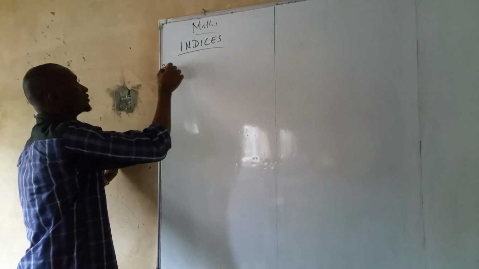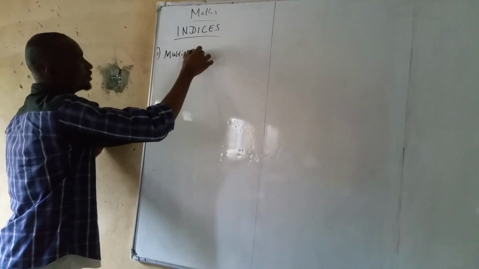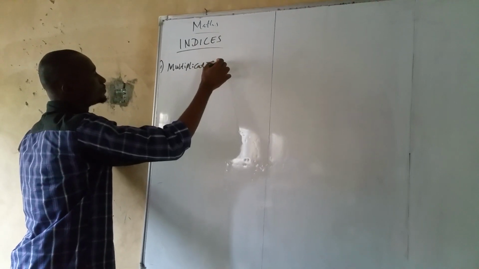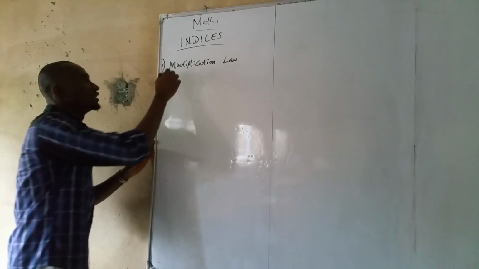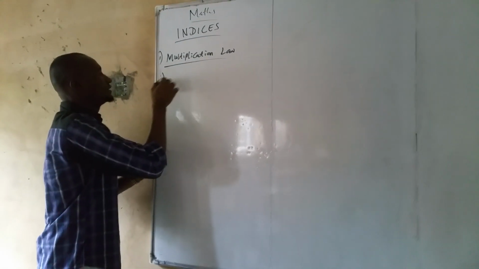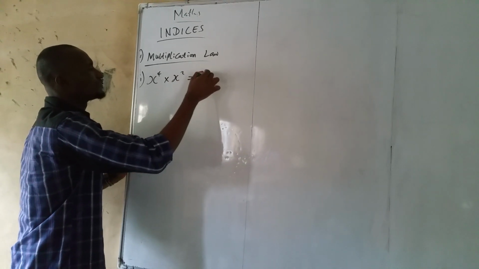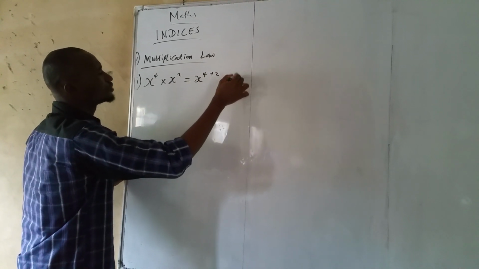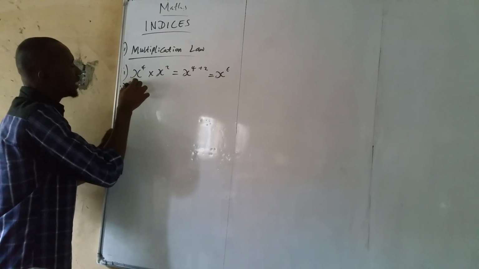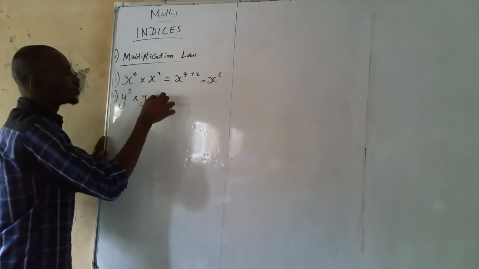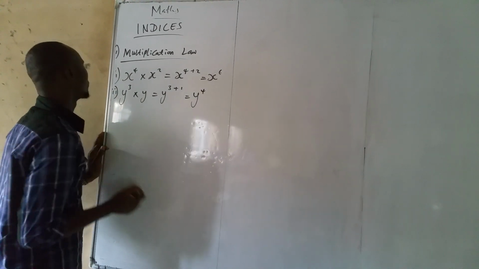Number 1, multiplication law. In this law, x raised power 4 times x raised power 2 is equals to x raised power 4 plus 2 equals to x raised power 6. Y raised power 3 times y is equals to y raised power 3 plus 1 equals to y raised power 4.